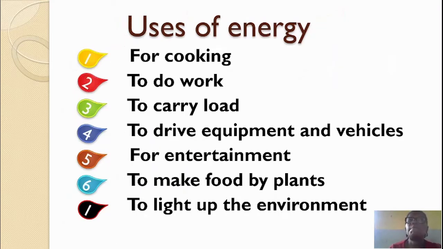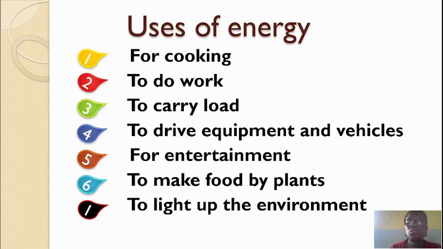These are some of the types of energy. Okay. We also talk about the use of energy. What do we use energy for? Now, from our types, you discover that there are different ways that we use the energy. Now, the first one there is for cooking. What kind of energy can you use for cooking? That's the heat energy, which we have talked about in the previous slide. The heat energy helps you to cook.